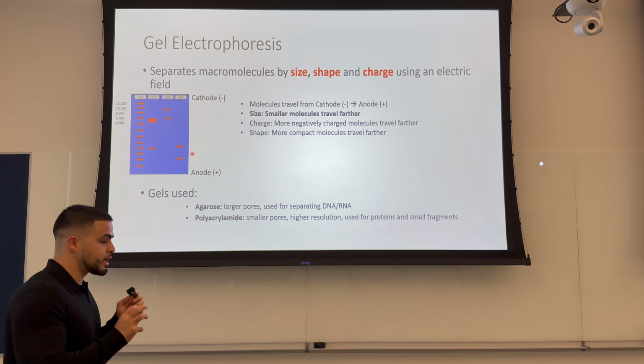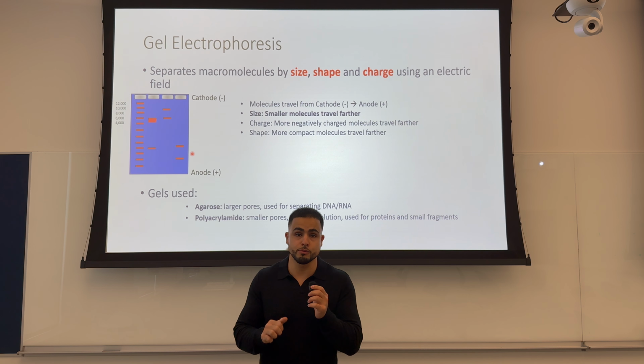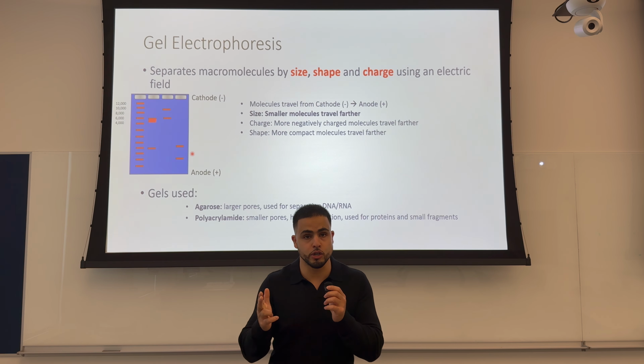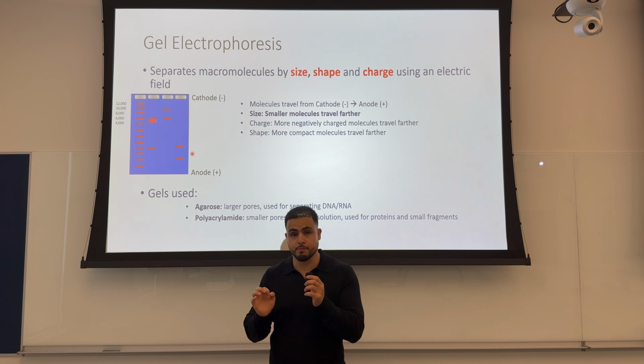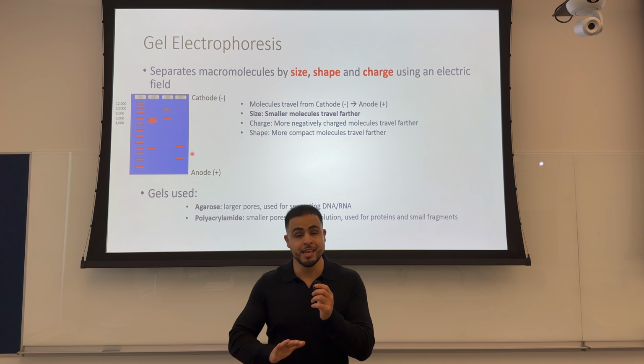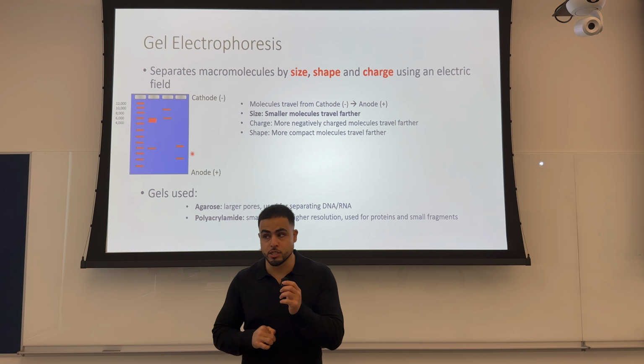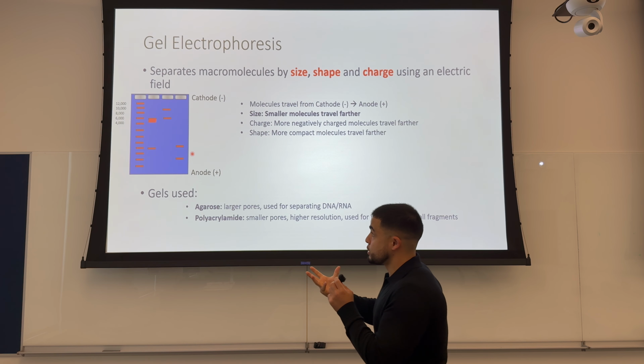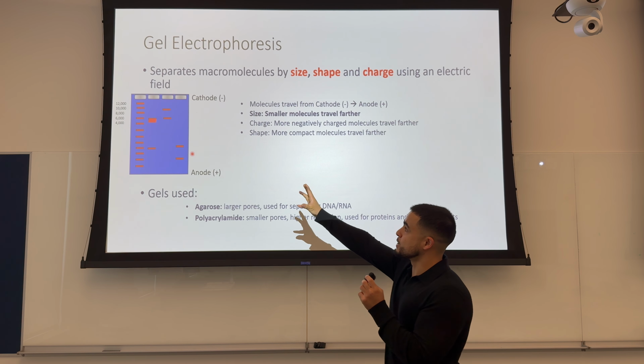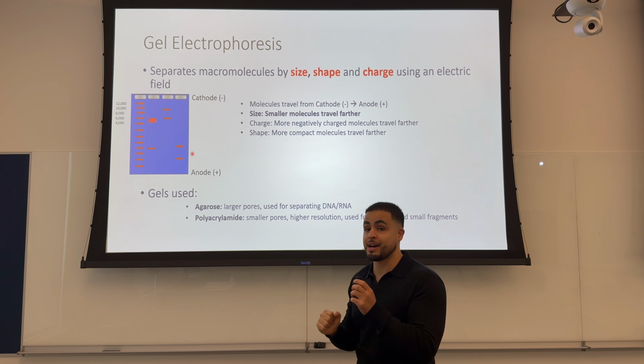So the purpose of gel electrophoresis is to separate molecules based on size, shape, and charge. Although, as we'll see, what really ends up mattering on the MCAT in the majority of cases is size and size only. And we'll talk about that later in subsequent slides. Now, let's familiarize ourselves with the gel over here. You can see that you have a negative cathode and a positive anode.